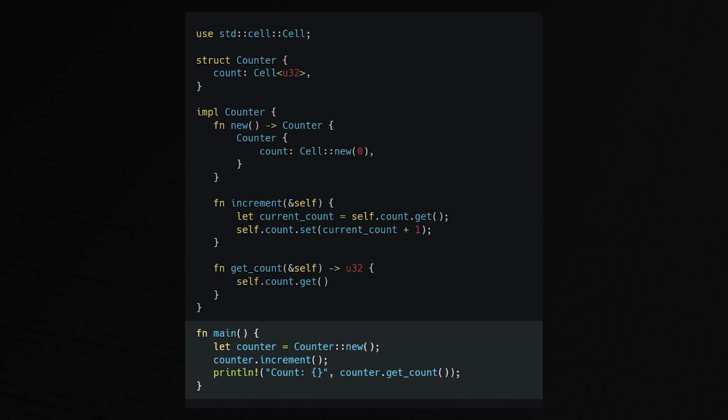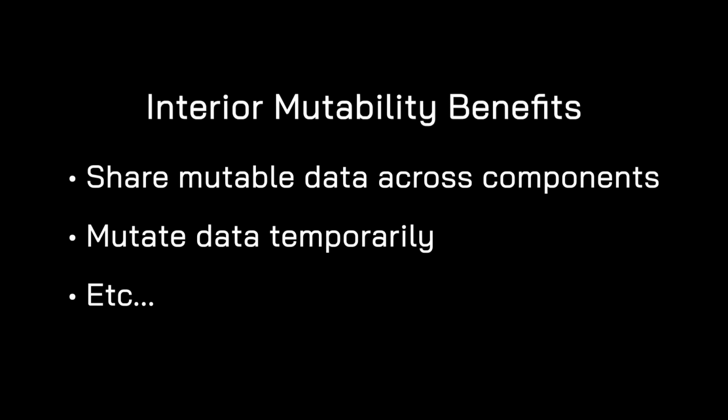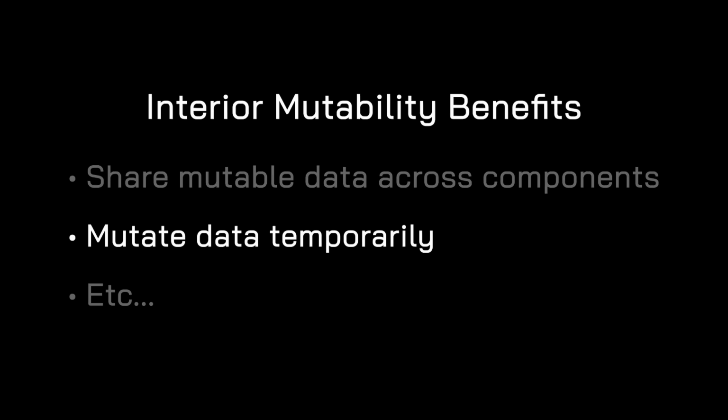For example, in main, we can create an immutable instance of Counter and call the increment method to update the count. Interior mutability is useful for several reasons. For example, in scenarios where you need to share mutable data across different components, functions, or threads, or when you need to mutate data temporarily, even if the overall design emphasizes immutability. OnceCell allows interior mutability similar to Cell. However, it ensures that initialization only happens once, which is especially useful for lazy initialization. And OnceLock is the thread-safe version of OnceCell.